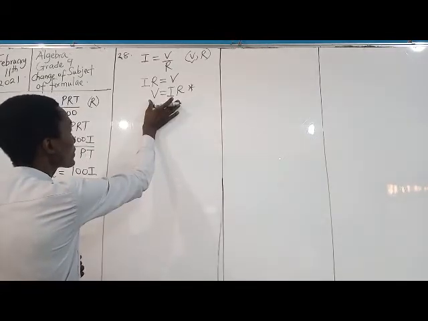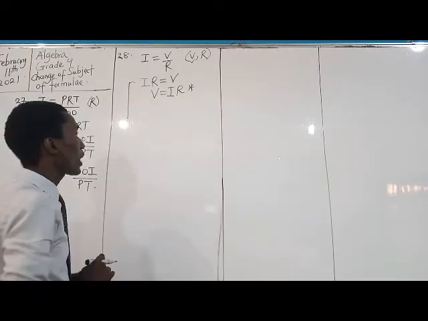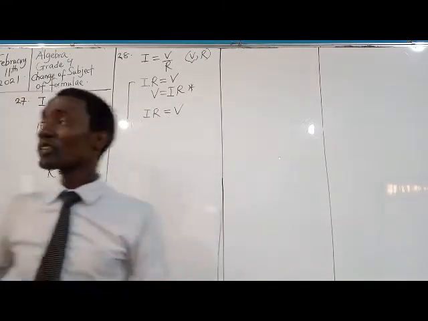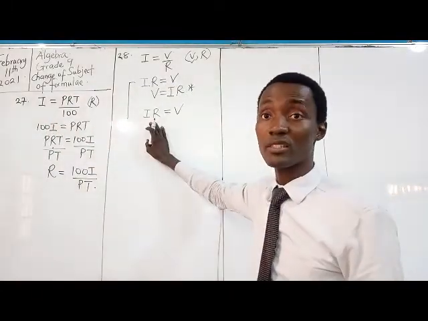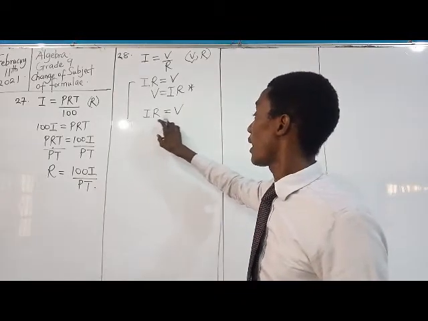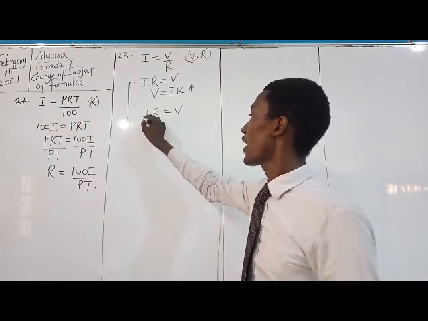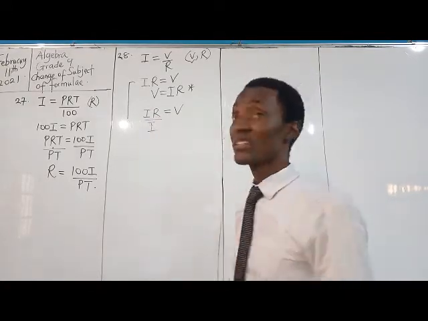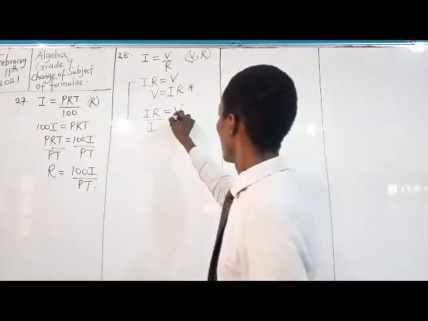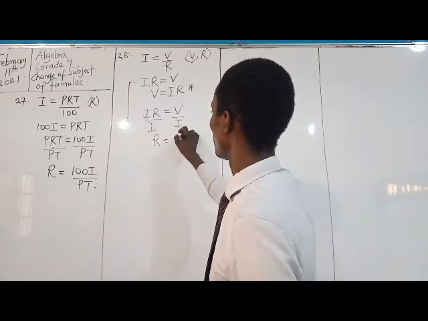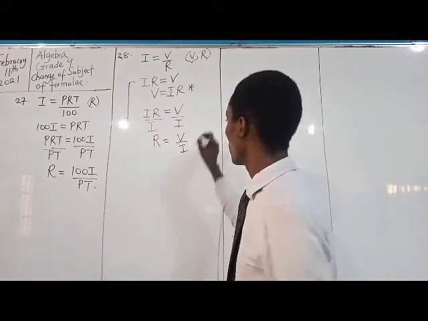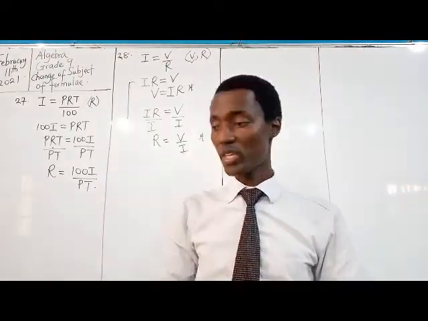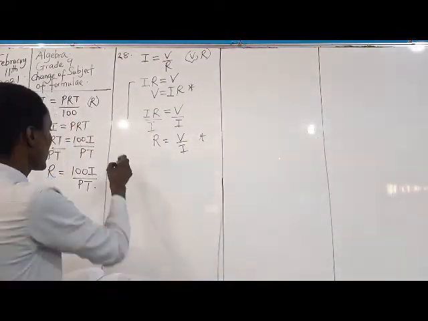Alright? From this point, we can now look for R. So we have IR equal to V. And because IR is equal to V, the emphasis will move from V now towards R. So you divide both sides by I, because the emphasis has moved to R, so I don't need I. And that will be R equal to V over I. Alright, so we just put an asterisk there to tell our people that those are the emphases we are making. So we go to question 29.